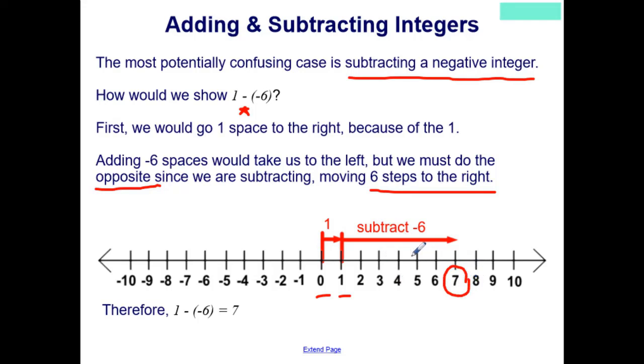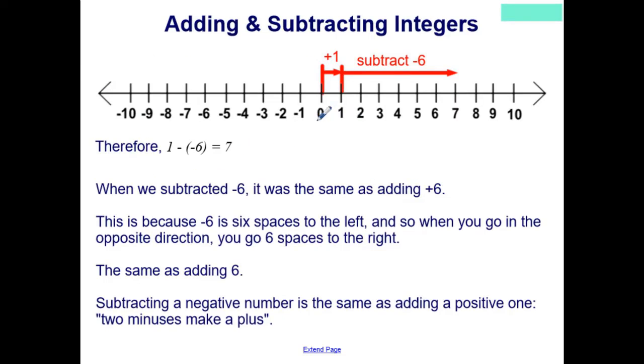Subtracting a negative moves to the right. So 1 minus negative 6 equals 7. Again, we can see that 1 minus negative 6 equals 7. But when we subtracted negative 6, it was the same as adding positive 6. This is because negative 6 is 6 spaces to the left, so when you go in the opposite direction, you're really going 6 spaces to the right. It's the same as adding 6.